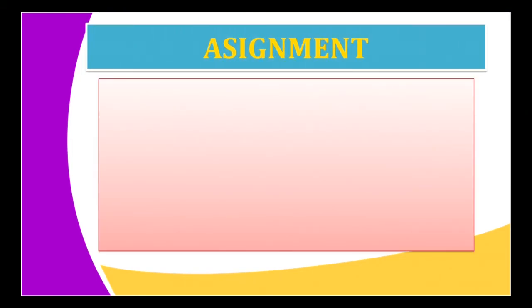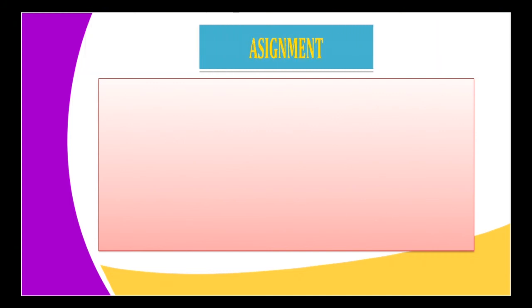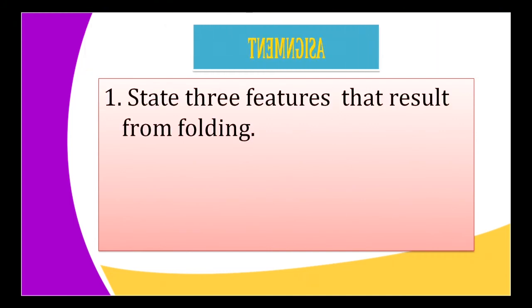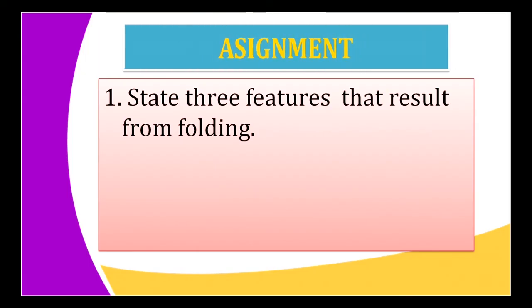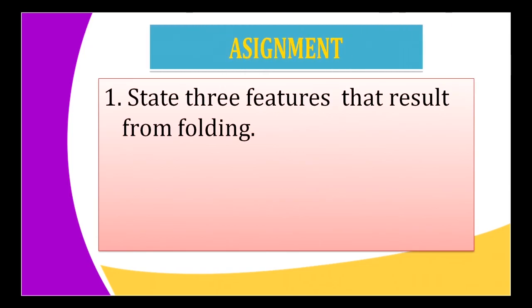We have come to the end of our lesson today. So I have an assignment for you. The first assignment I'm going to give you is to state the three features that result from folding. I have given you three features that result from folding. If you remember them, just put it down on a piece of paper behind your geography exercise book.